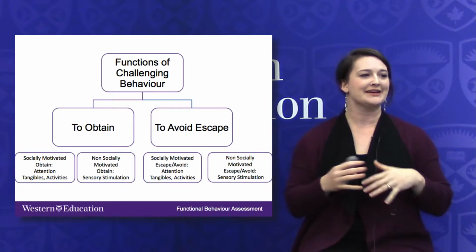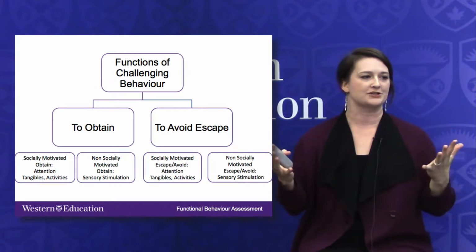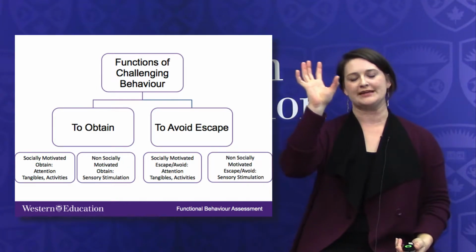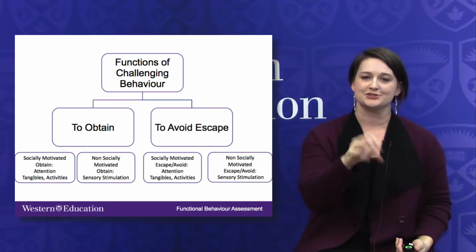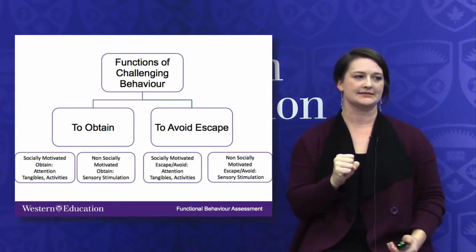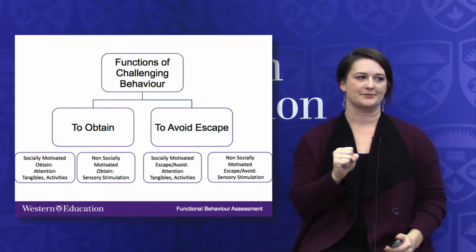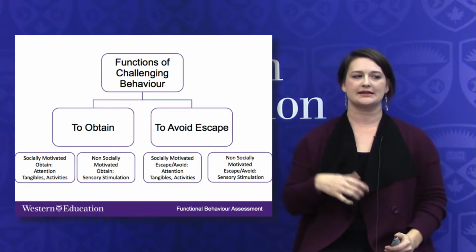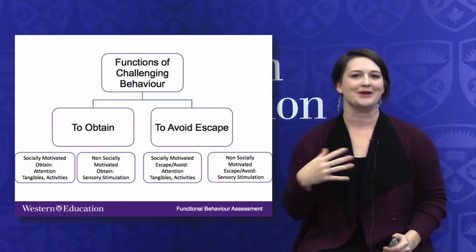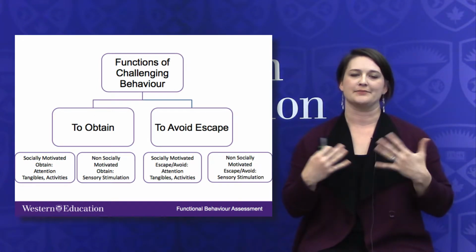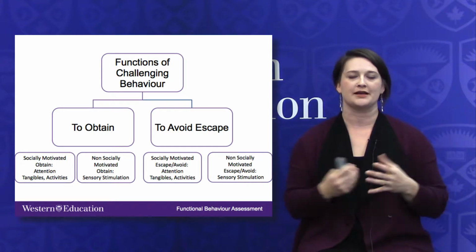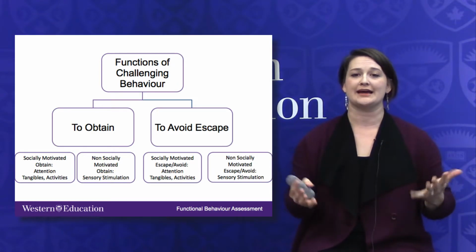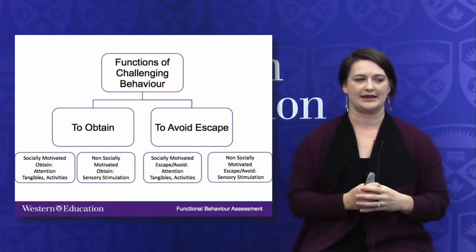And here we can see there's all sorts of functions of behavior. So we can have things that get added to the environment, so positive reinforcement things. And those things that get added to the environment can be socially motivated things. So we can obtain attention from other individuals. We can obtain tangible items from other individuals. So we can be handed a candy bar, we can be handed a toy, or they can be activities that we perform this challenging behavior to access.